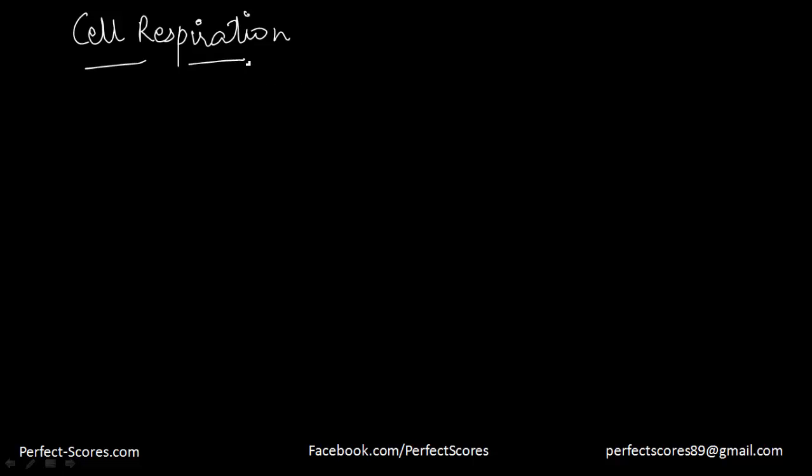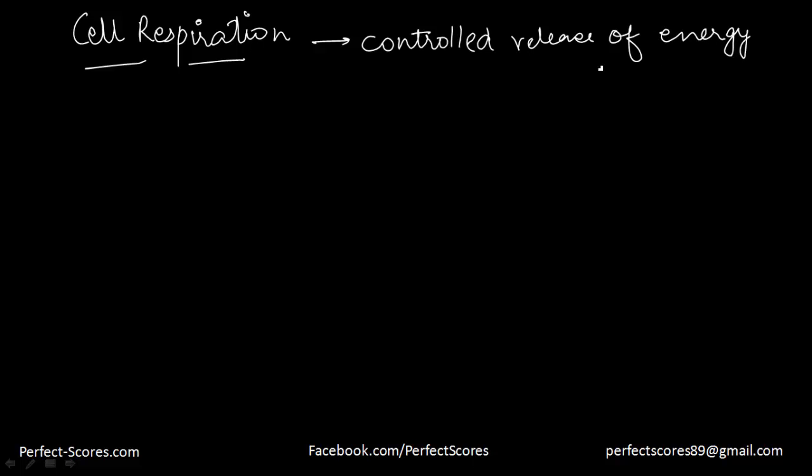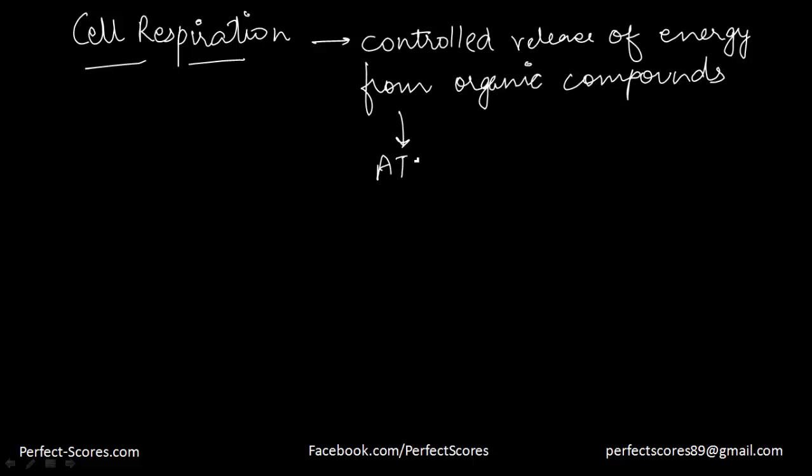Now, if you define cell respiration, it is nothing but the controlled release of energy. So let me write that down, controlled release of energy, and that is from the energy compounds. That means from the organic compounds. And this energy that is released from the organic compounds is released to form ATP, which is adenosine triphosphate. So energy is released in the form of ATP.